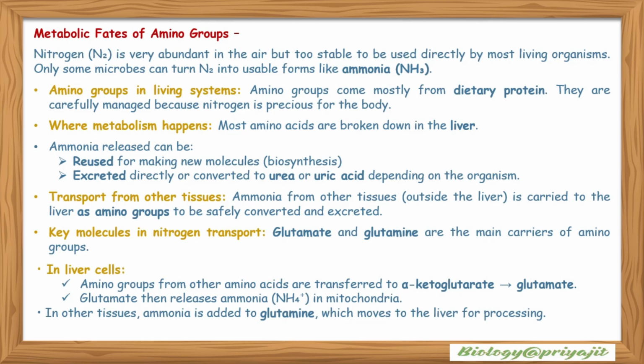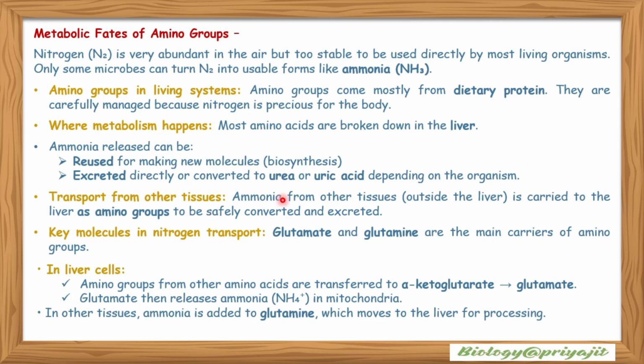Nitrogen is very abundant in the air but too stable to be used directly by most living organisms. Only some microbes can turn nitrogen into usable forms like ammonia. Amino groups in living systems: amino groups come mostly from dietary protein. They are carefully managed because nitrogen is precious for the body. Where does metabolism happen? Most amino acids are broken down in the liver. Ammonia released can be reused for making new molecules or for biosynthesis, and it is excreted directly or converted to urea or uric acid depending on the organism.